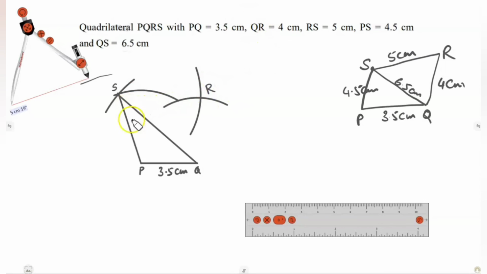Now join S to R and Q to R. S to R should be 5 centimeter and Q to R should be 4 centimeter. Now write all the given measurements on this figure. This is 4 centimeter and this is 5 centimeter SR, and PS should be 4.5 centimeter and the diagonal should be 6.5 centimeter. So this is our required quadrilateral PQRS.